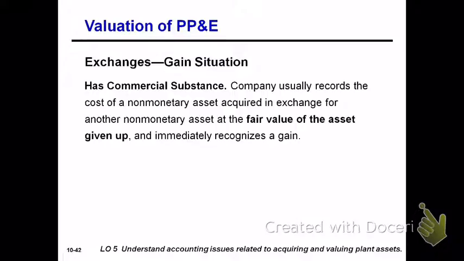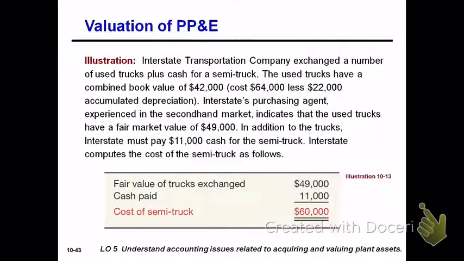If you have a gain situation and you have a commercial substance, you would recognize the full gain. So here's an example where the used trucks they're turning in have a book value of $42,000. They're saying that the fair value of those trucks is $49,000. So the company is going to give up those trucks with a fair value of $49,000 and $11,000 cash for the new truck. So the cost of the new truck is going to be $60,000.